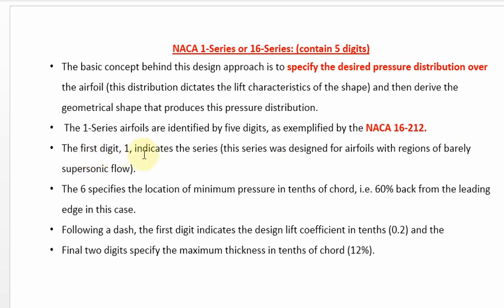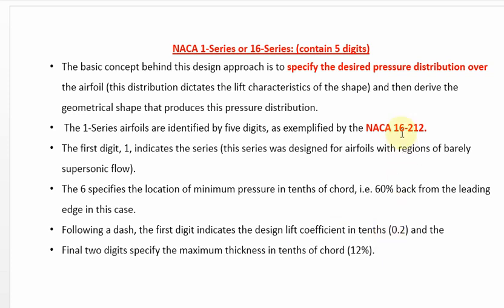The first digit, 1, indicates the series number, because it belongs to series number 1 for the aerofoil. That is why it denotes the 1 series. This type of aerofoil is mostly used for supersonic flow conditions. Then the second digit, 6. The 6 specifies the location of minimum pressure in tenths of the chord, that is 60% back from the leading edge in this case. That is the location of your minimum pressure. The following dash, the first digit indicates the design lift coefficient in tenths.